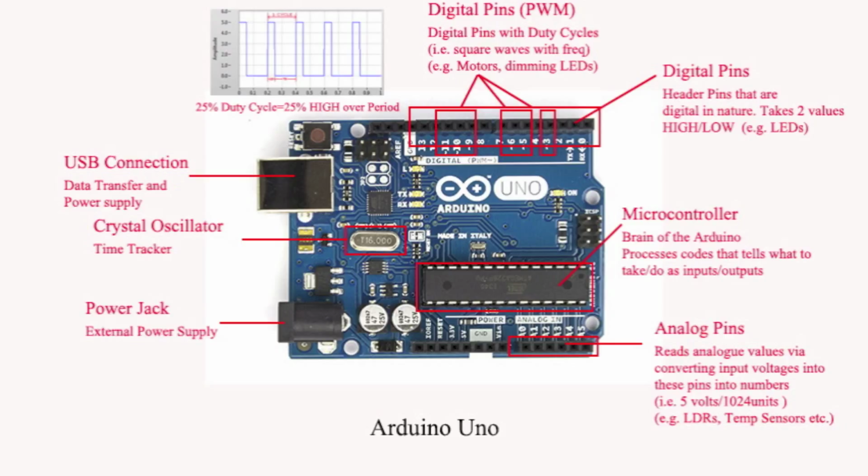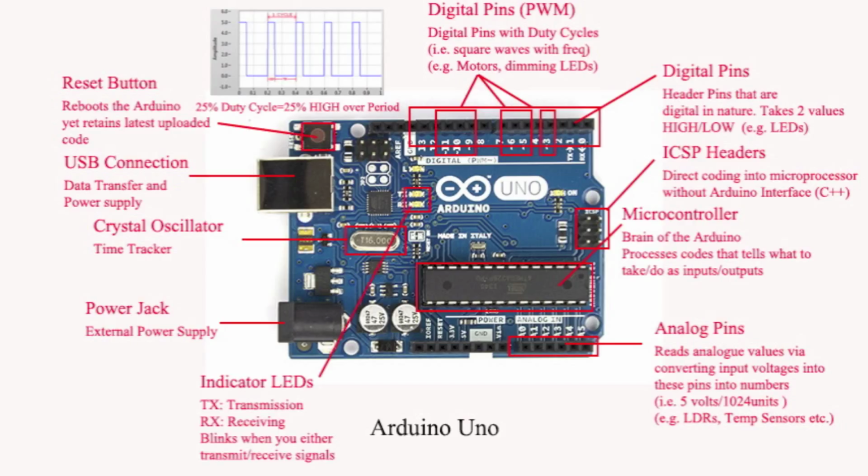Sixth, power jack. It is an optional external power source to power up certain components that require higher voltages like a servo motor. Having an external power source enables the Arduino to be portable as well. Seventh, ICSP header. It allows users to code via C++ directly to the microprocessor without having to remove the microprocessor. Eighth, reset button. Ninth, indicator LEDs, for example, transmission and receiving indicators. TX, RX indicates that your Arduino is transmitting or receiving data.